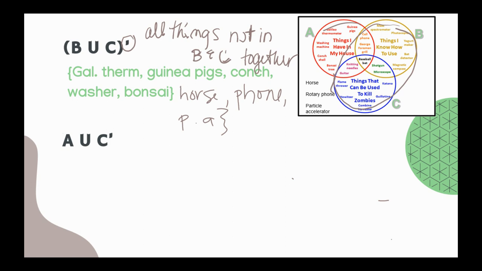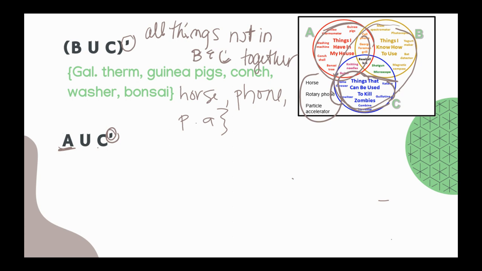Now, the second one is a little different. What this means is that we're taking the set of A, all right, and we're going to combine it with all the things that are not in C. So this one is a little bit different because this apostrophe applies just to the C, not to the whole thing. And you'll see that the parentheses are what make that different, okay? So we're going to take all the things in A, which is that entire red circle, and then we're going to add to that all the things that are not in C. So that's all of these things out here. And then, of course, including the horse, the rotary phone, and the particle accelerator. And we're just going to list all those out as a set again.